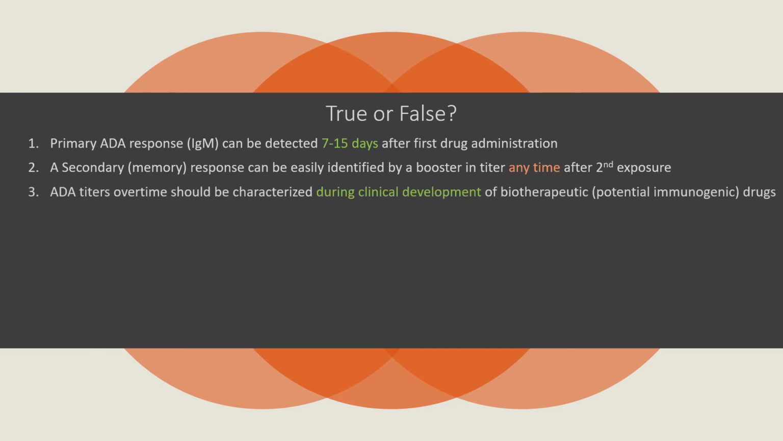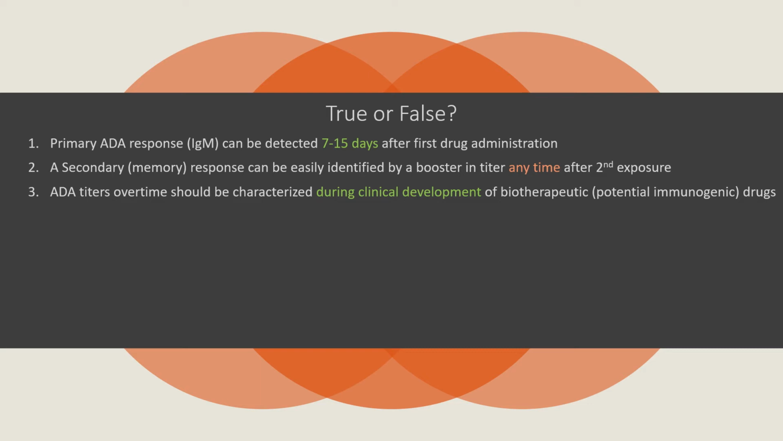Anti-drug antibody titers over time should be characterized during clinical development of biotherapeutic, potential immunogenic drugs. This is true. They should be characterized. And even though in old times, maybe the titers over time are not available to us, especially for some old biologics, more and more we should not just be happy by looking at percent patients with ADA positive for a given drug. That really means nothing.